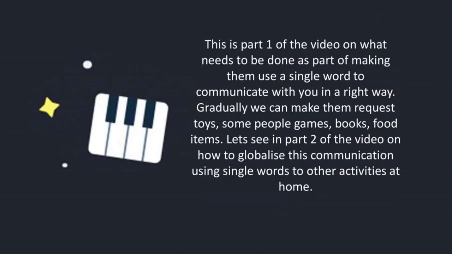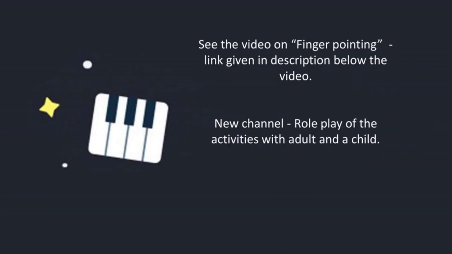This is part 1 of the video on what needs to be done as part of making them use a single word to communicate with you in the right way. Gradually, we can make them request toys, games, books, food items, and communicate with you using more than one word. Let's see in part 2 of the video how to generalize this communication using single words to other activities, and also how you can use multiple words in a single sentence and make them communicate with you.